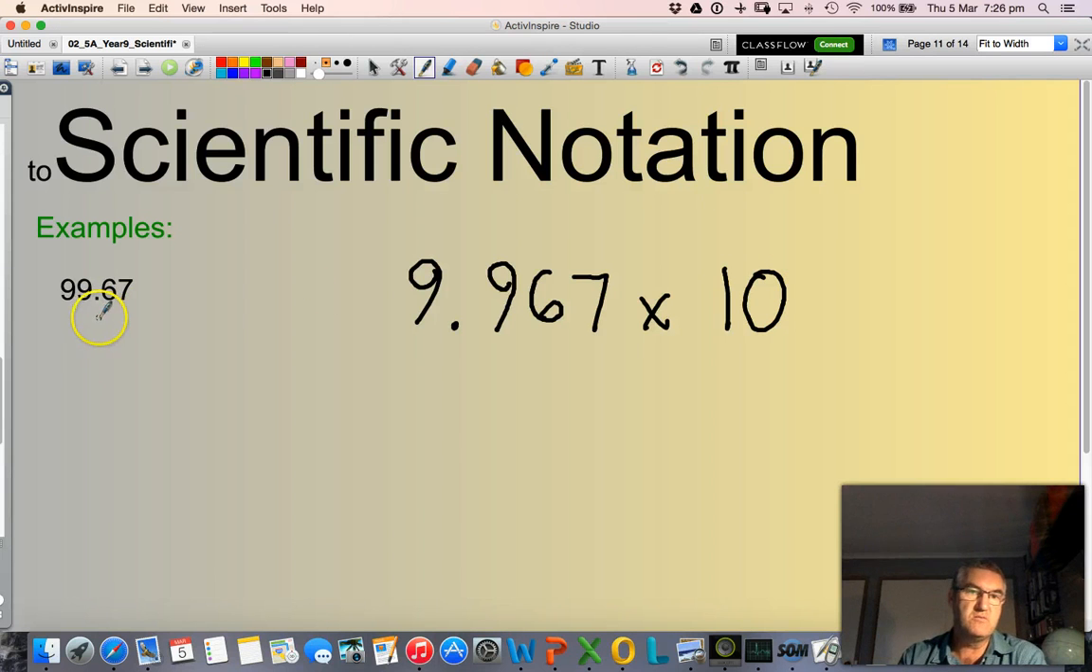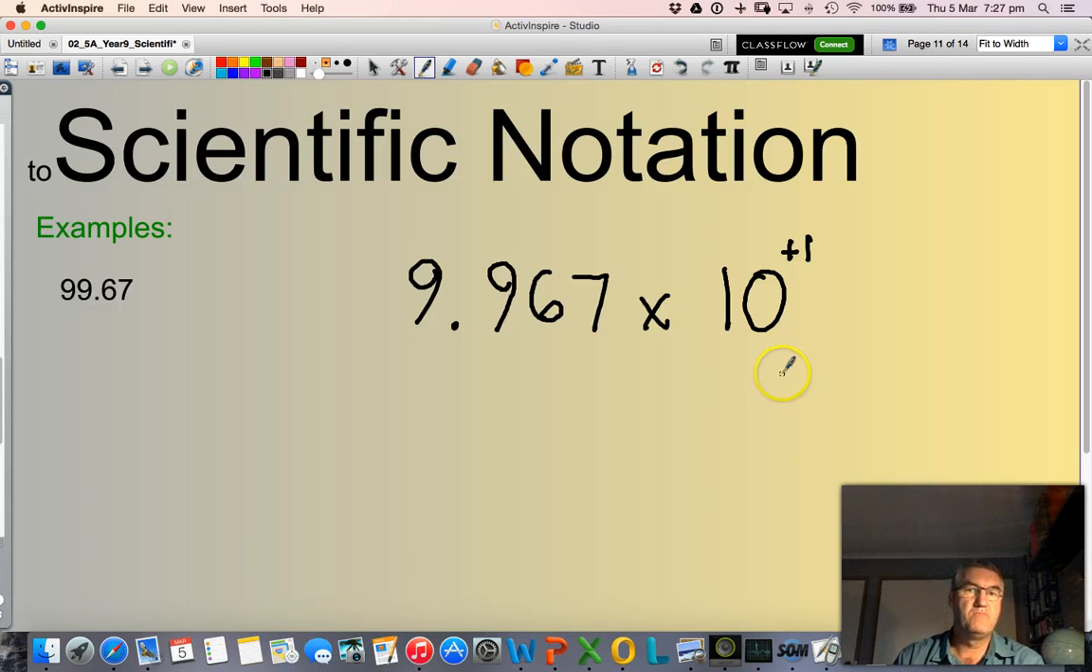Next thing I need to do is consider how many places I have moved my decimal point. I've gone from the 9.967 to there. I have moved it one place. So my power here will be +1. You don't really need the plus, but it's not wrong either.